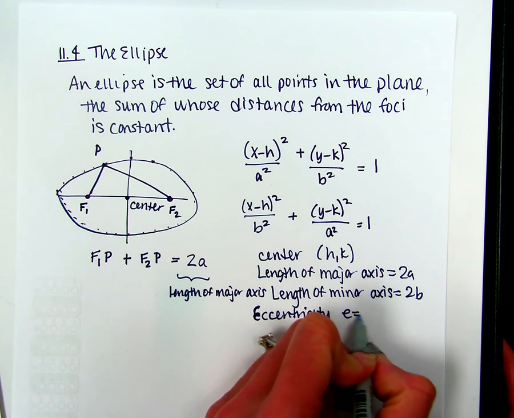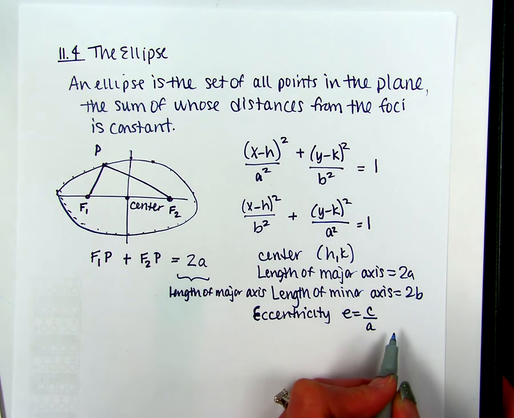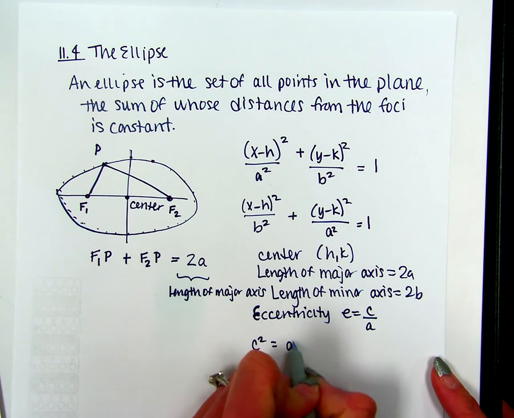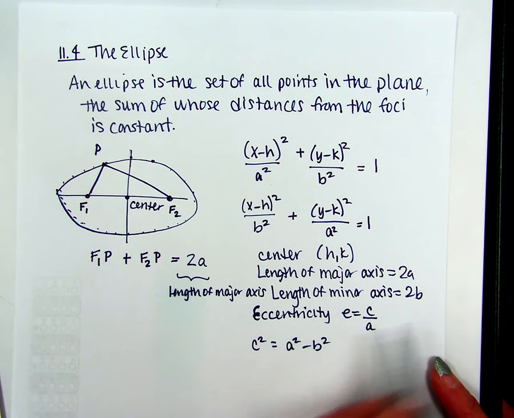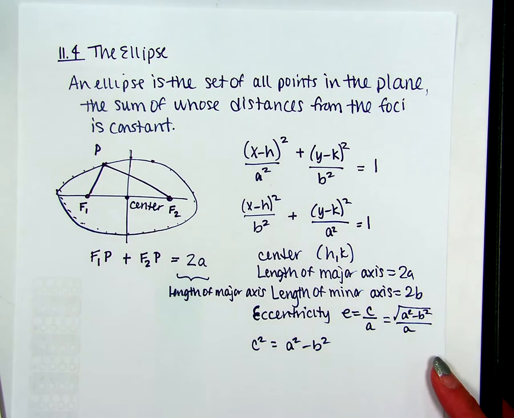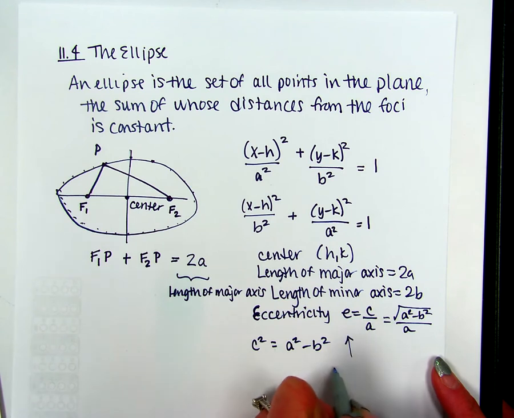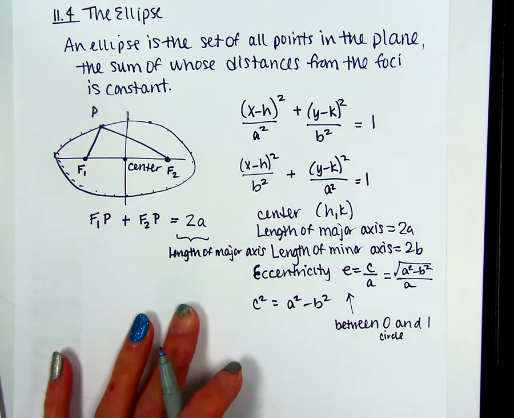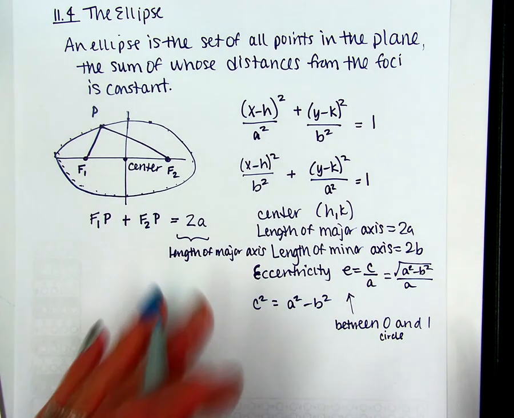The eccentricity is always going to be c over a. Now in an ellipse, c squared is equal to a squared minus b squared. So if you solve for c, this could also be written as the square root of a squared minus b squared, over a. The eccentricity should always be between 0 and 1. If it's exactly 0, then that's going to be a circle, which is an ellipse. Kind of like how a rectangle is a square. No, a square is a rectangle, right?